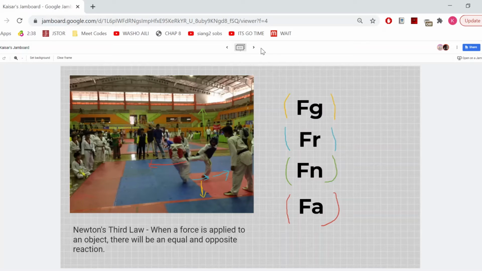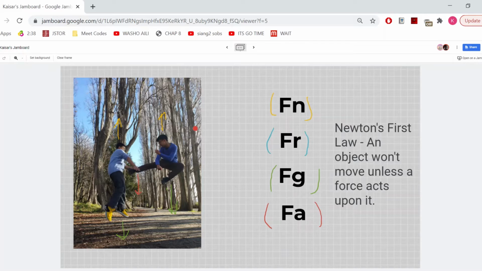Moving on, we have the second picture where I took a picture with my brother in a forest in New Zealand. So what I'm trying to highlight is Newton's first law: an object won't move unless a force acts upon it. So clearly, me and my brother wouldn't be in the air if it weren't for us trying to recreate this photo. And we applied force towards the earth so that our bodies can move upwards.